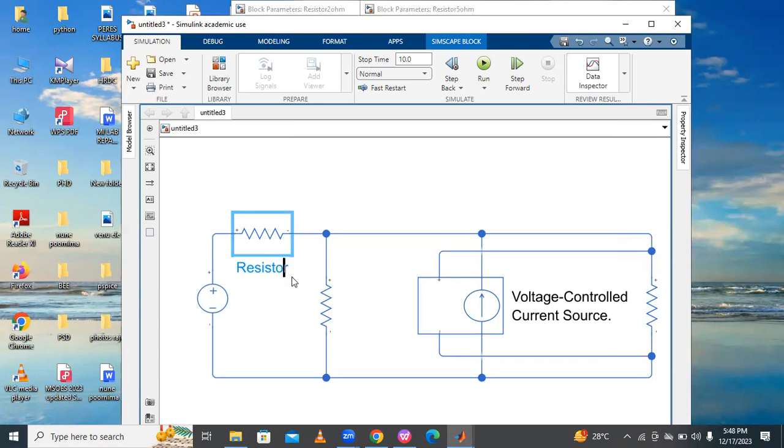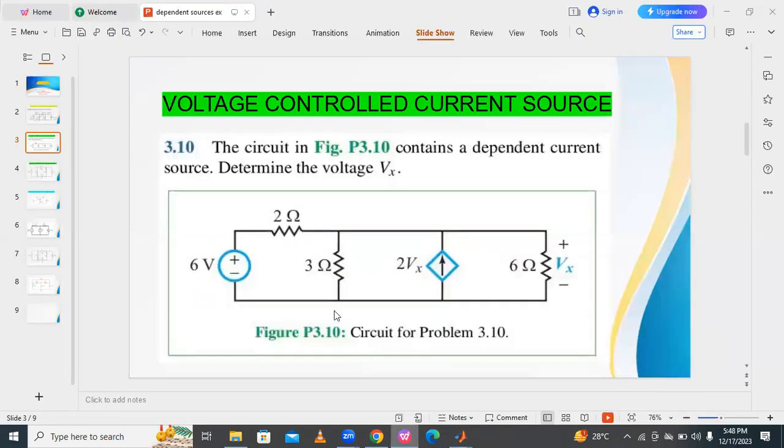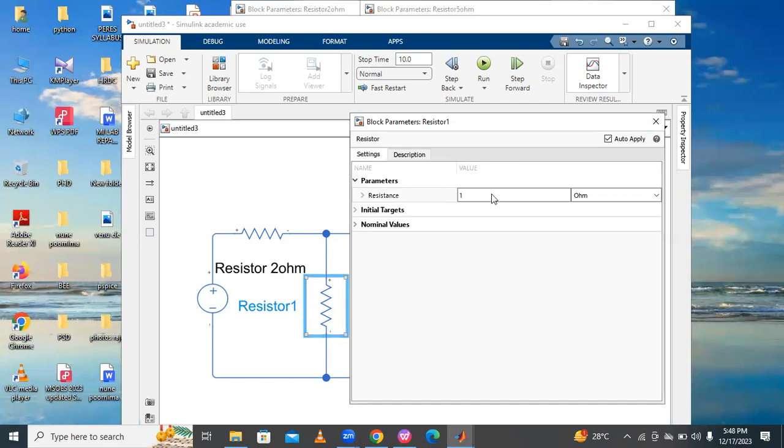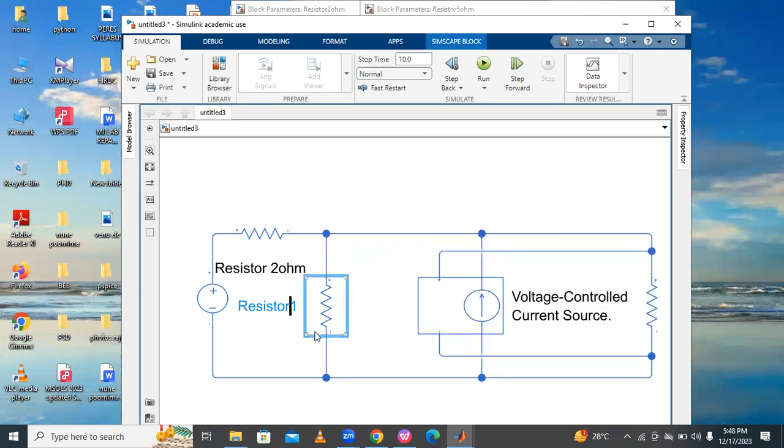And here also, 2 ohms. And the next, 3 ohm resistor. Right here, the 3 ohm resistor, and here also 3 ohms.